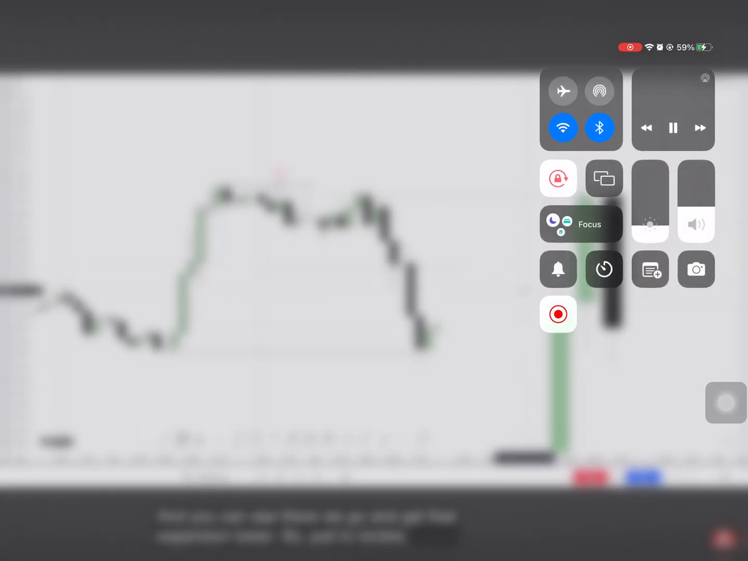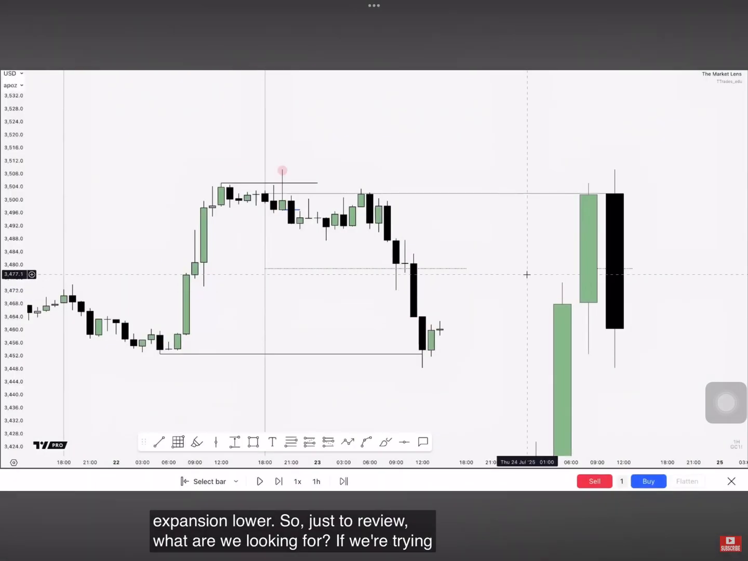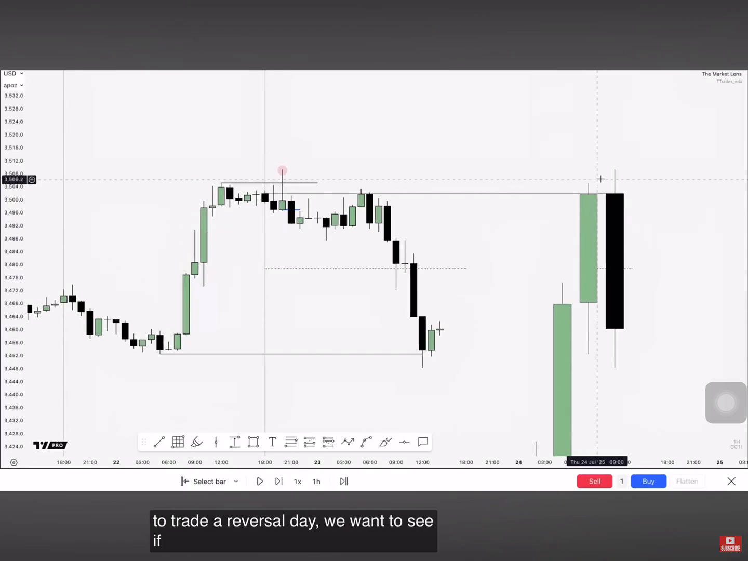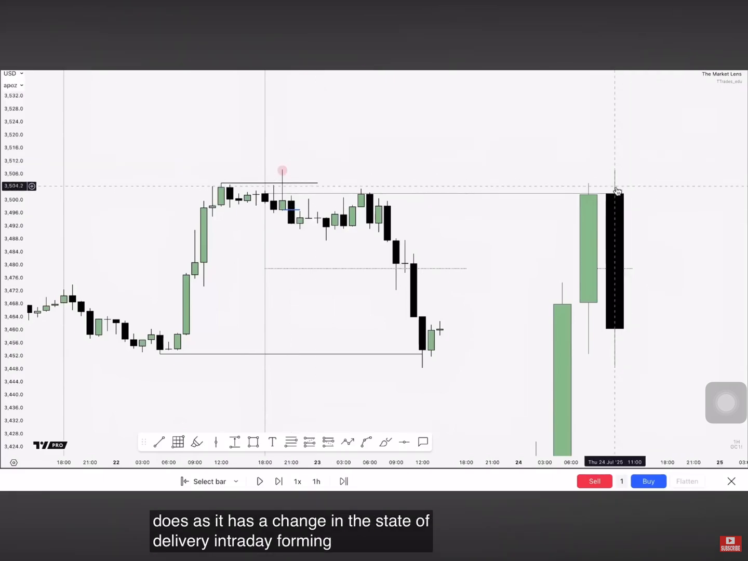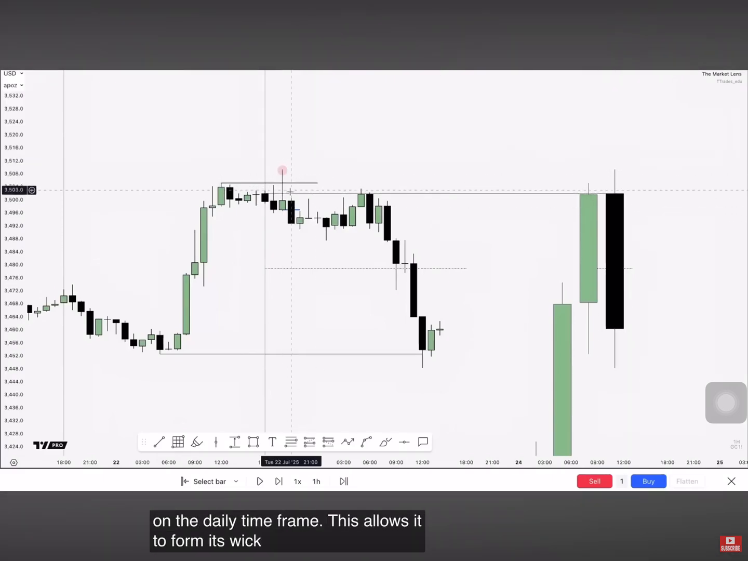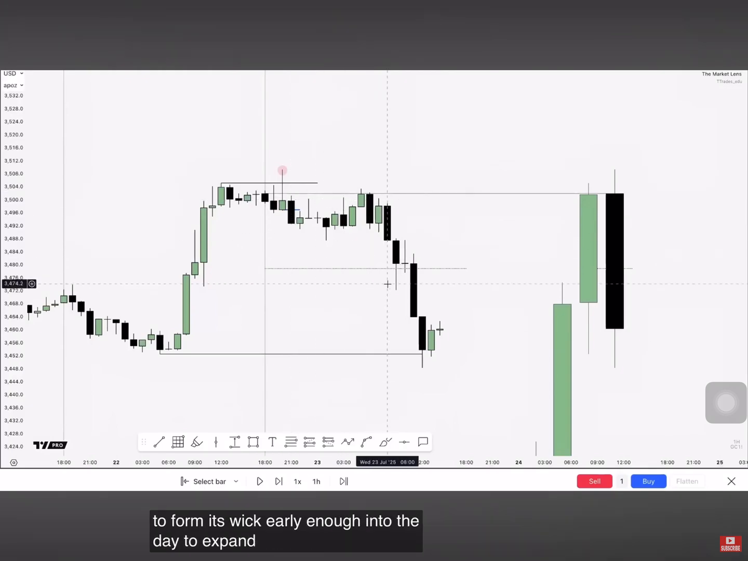So just to review, what are we looking for? If we're trying to trade a reversal day, we want to see if it supports expansion. This candle does, as it has a change in the state of delivery intraday, forming a small wick on the daily time frame. This allows it to form its wick early enough into the day to expand throughout the day.